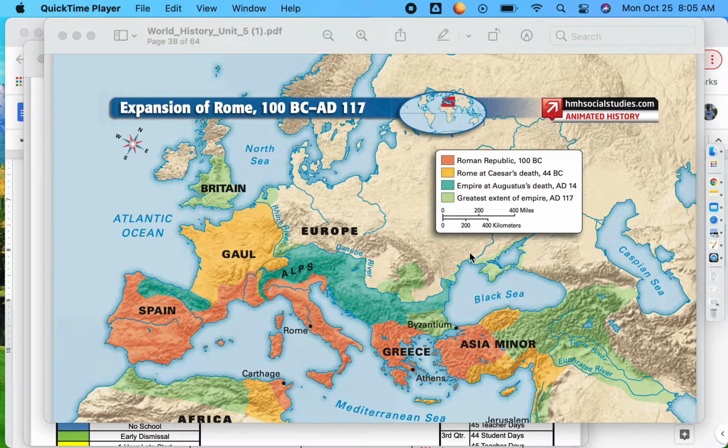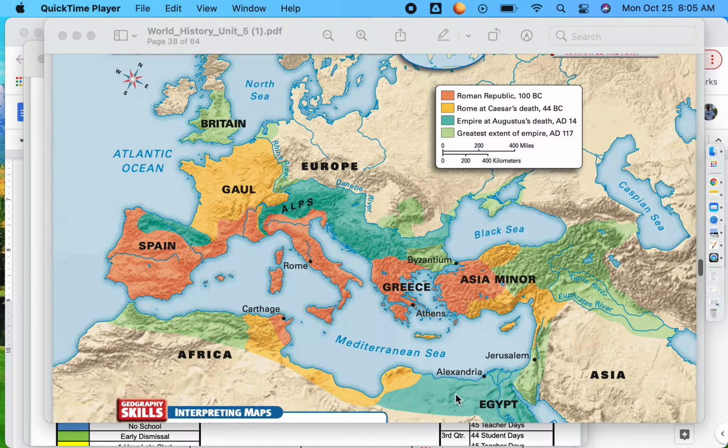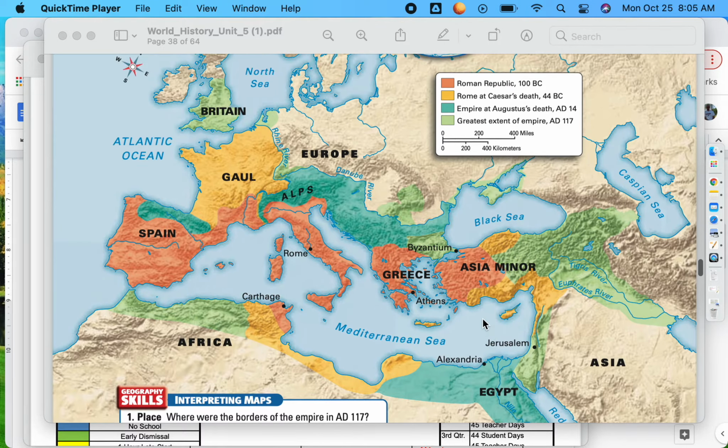So you can kind of see here at Caesar's death on this map, everything in this kind of salmon color and yellow, that was part of Rome. So that's basically what it was when Augustus took over. And then during his reign, he's going to add this kind of aqua color. So you can see some of it. Actually, Egypt also is then added to the empire during Augustus's time. And then eventually, this lighter green will become part of the Roman Empire. And that is when Rome is at its largest, which is around 117 AD under the Emperor Trajan.